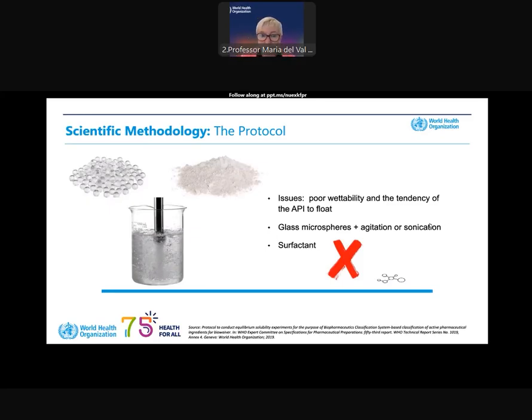When developing the protocol, we discussed some issues that could happen when you are performing a solubility study. For instance, that the API has poor wettability or has a tendency to float, and in that case, some solutions are allowed, like the use of glass microspheres or agitation or sonication in order to ensure that when you put in contact the API with the buffer, all the particles are wet. But the use of surfactant is not allowed, as the presence of a surfactant would bias the solubility determination.